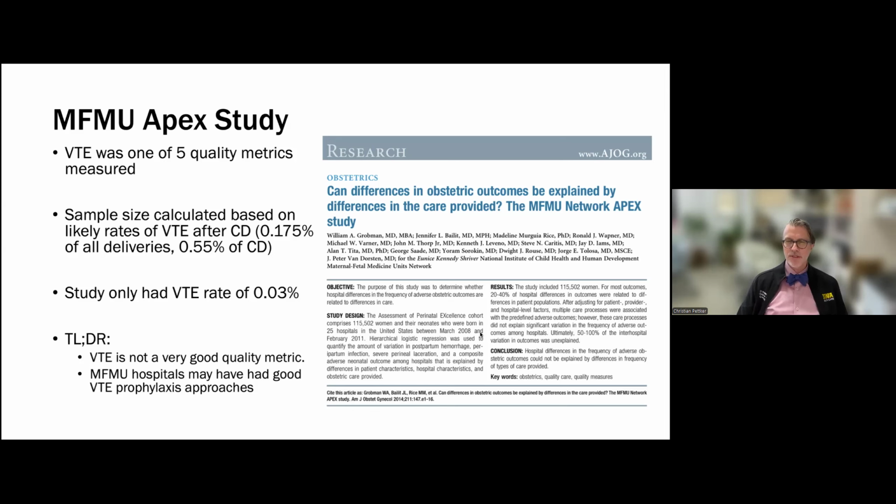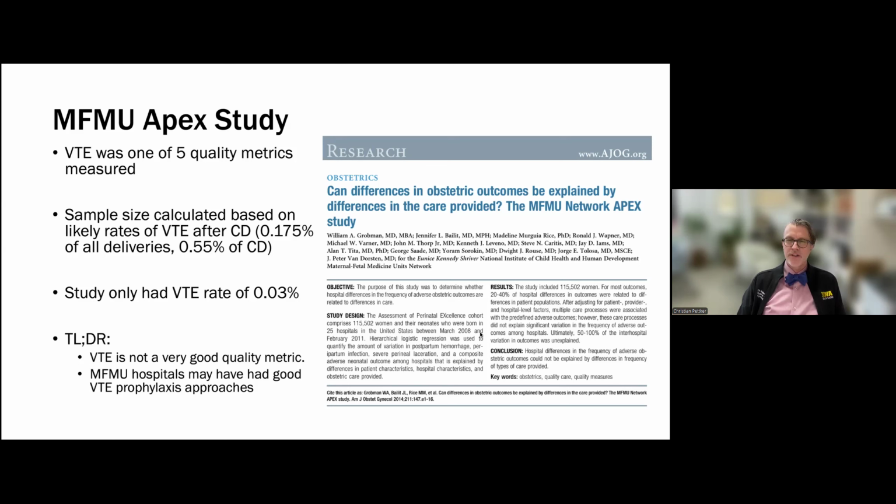They calculated their sample size on a risk of VTE after cesarean of about 0.5% and a risk for all deliveries of about 0.2%. But they had about 1/10 of the number of deliveries that they predicted. So what they concluded from this was that, one, MFMU hospitals might have had a very good venous thromboembolism prophylaxis approach, but this pretty much threw out VTE as a very good quality metric, because the incidence is probably a lot lower than what we thought it was before this study happened.